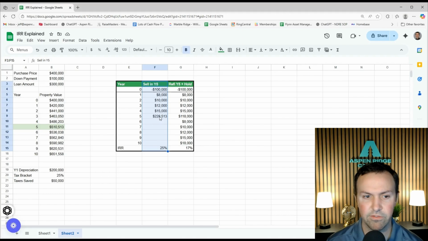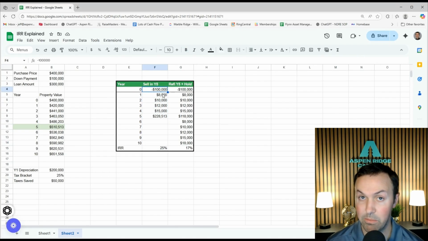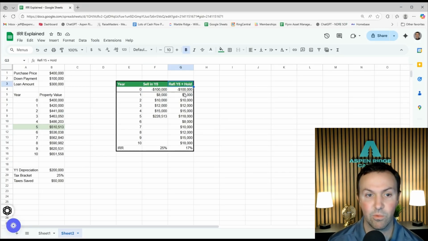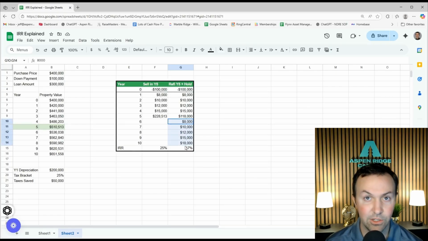The biggest thing to understand between these two scenarios we see here: in scenario A, we're going to sell at the end of year 5, we're going to get our initial investment back, plus all of our equity that we built. In scenario B, we're going to get to year 5, refinance, get our initial investment back, and then we're going to continue to own the property and cash flow.